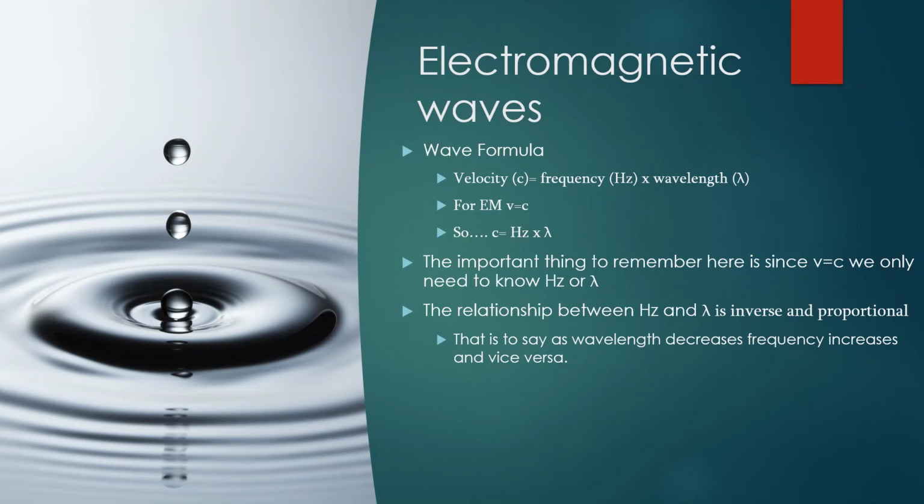The important thing to remember here is since v equals c, we only need to know the frequency in hertz or the wavelength, lambda. If we know one, that will tell us the other. And even more important than that is the relationship. The relationship between frequency and wavelength is inverse and proportional. That is to say, as wavelength decreases, frequency increases, and vice versa.